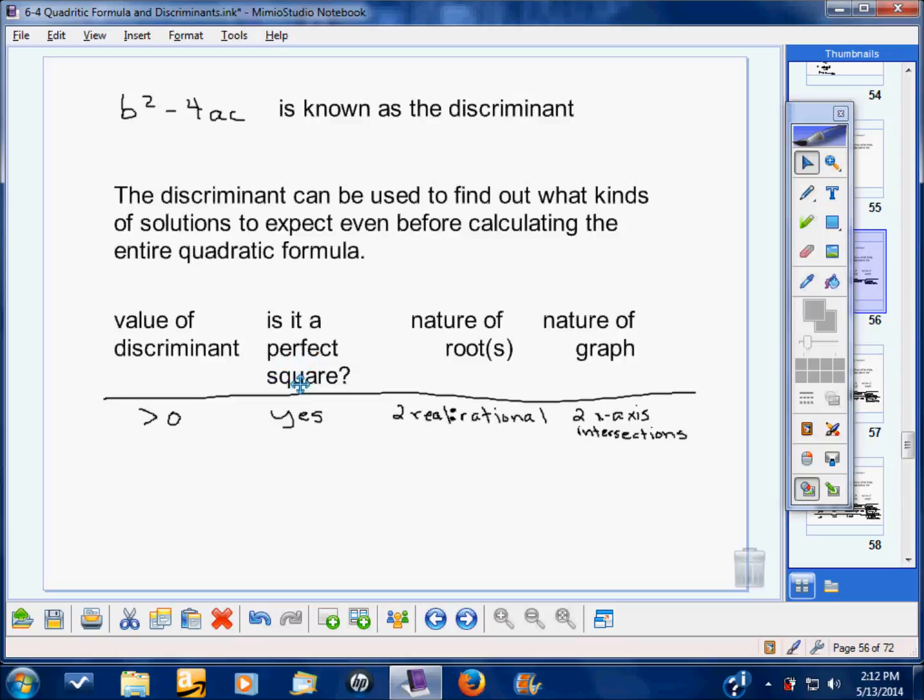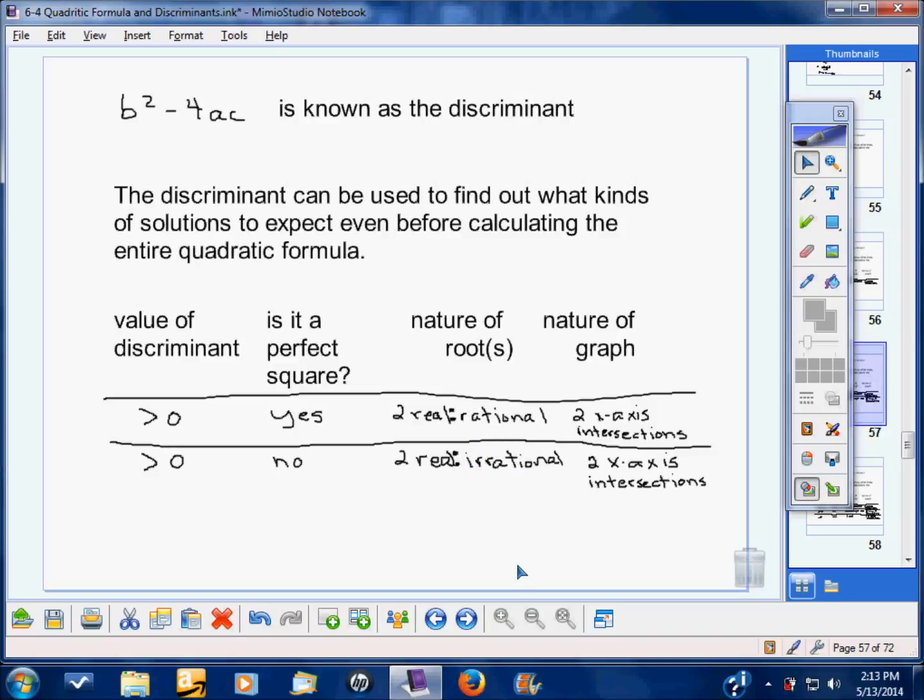Now if you have a positive number under that radical, positive discriminant, and it's not a perfect square, how many roots will you have then? Two roots again. But that would be the type where you try to reduce the radical and it doesn't come out right and you get that really long decimal if you put it in your calculator, or you have to simplify the radical. So instead of rational, it would be irrational.